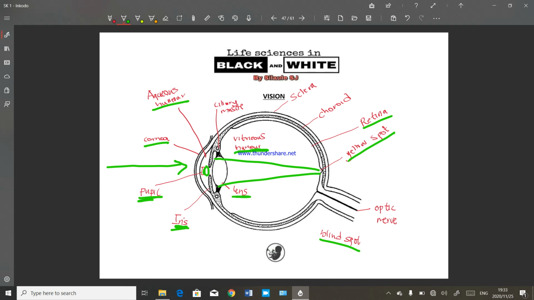Once the retina, or the photoreceptors, have converted the light into an impulse, the impulse is transferred to the optic nerve. The optic nerve will transmit that impulse to the cerebrum, where we interpret sensation.